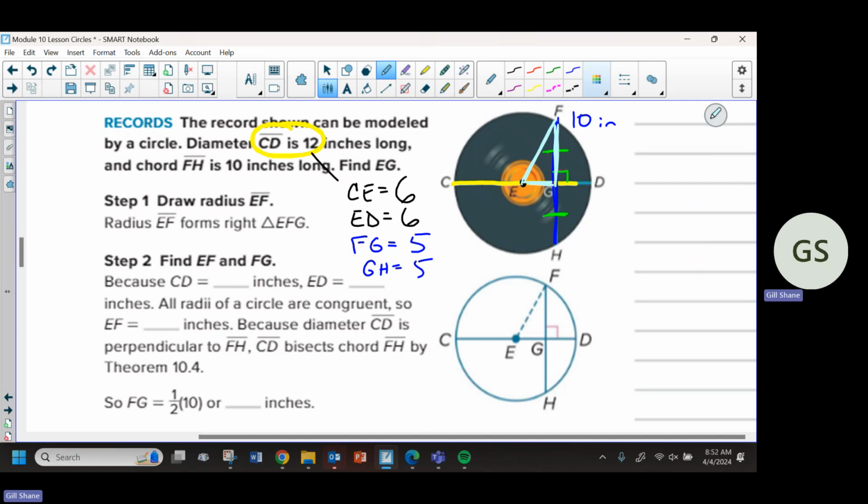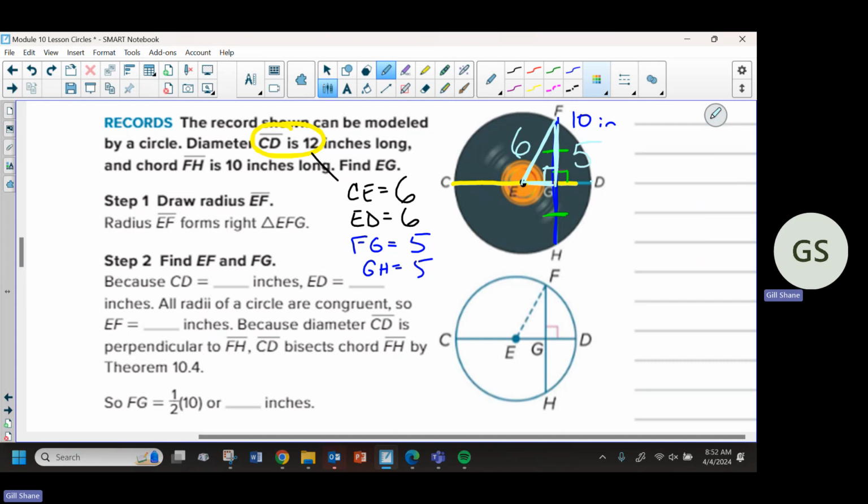That's the radius, right? We just talked about CE being, what did we say? CE is 6. ED is 6. But every radius is 6. So this blue line is also 6. I know that's 6. I know that's 5, we said, right? So I know 2 of the 3 sides of a right triangle. Because if that's a right angle on the right, it's a right angle on the left. That's what we have to do to solve that.